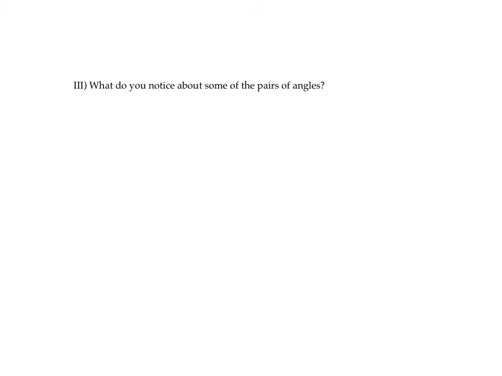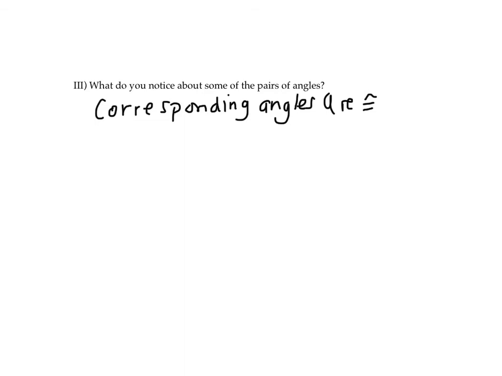So the next question says, what do you notice about some of the pairs of angles? Well, as I mentioned before, you probably noticed that some pairs are congruent. So let's think about our special angle pair names from our previous section and see if those special angle pairs are congruent. So if you take a look at your diagram, would you say that corresponding angles are congruent? You can also say from your diagram that alternate interior angles are congruent.